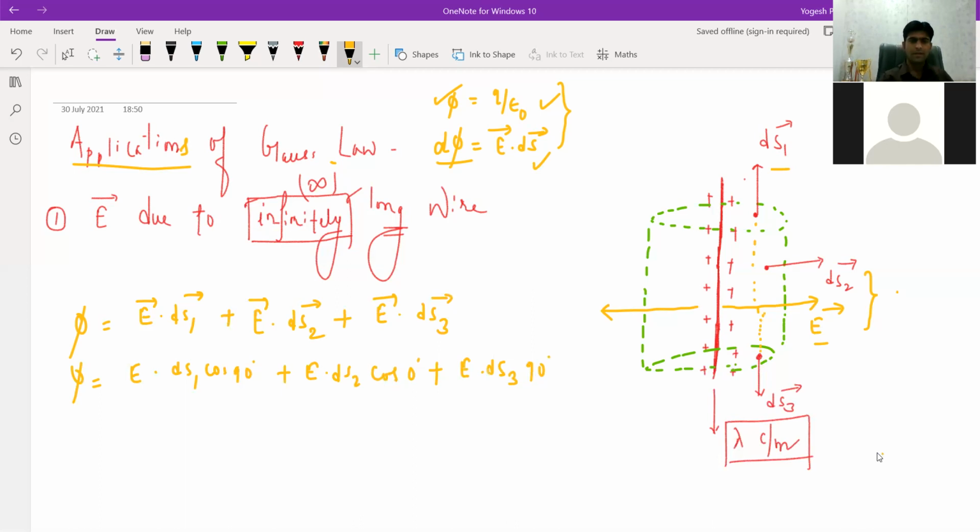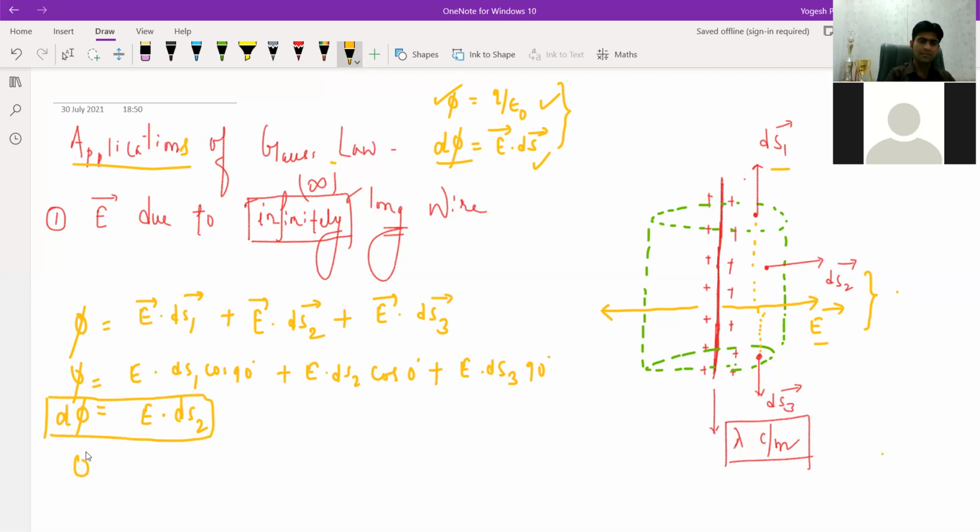Yes. Now after this, two terms are there for cos 90, so this will be 0, and only you are going to get E ds2. And if we are writing E ds2, we should write here d phi. Okay? Are you getting my point?